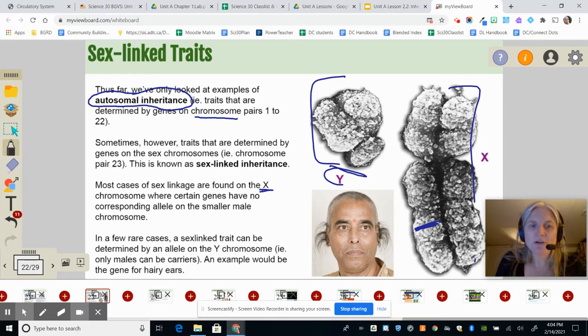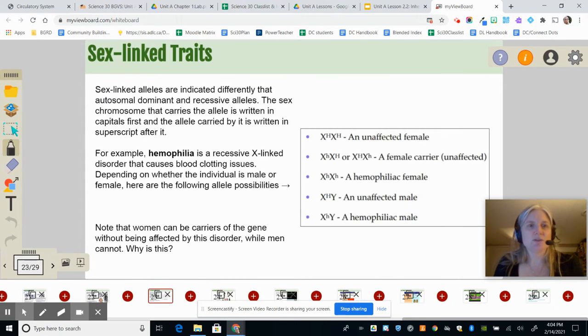And there's a few rare cases, just mentioning here, that there is an allele on the Y chromosome that only if you have that Y chromosome, you would be able to express that allele. So the example here is hairy ears, and yeah, there's a great picture. All right, so let's take a look at some sex-linked traits.